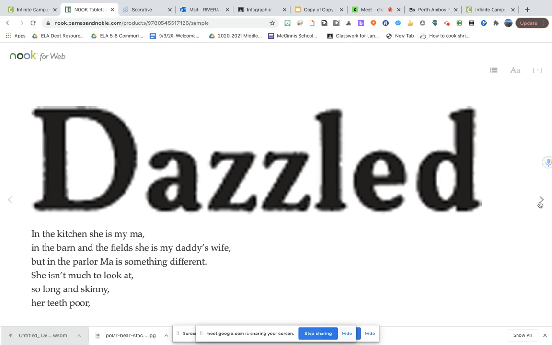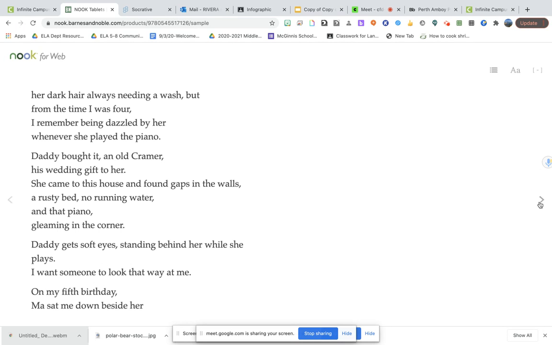It's dazzling. In the kitchen, she's my ma. In the barn, in the field, she's my daddy's wife. But in the parlor, ma's something different. She isn't much to look at. So long and skinny, her teeth poor. Her dark hair always needing a wash, but from time to time, I was 4. I remember being dazzled by her whenever she played the piano.